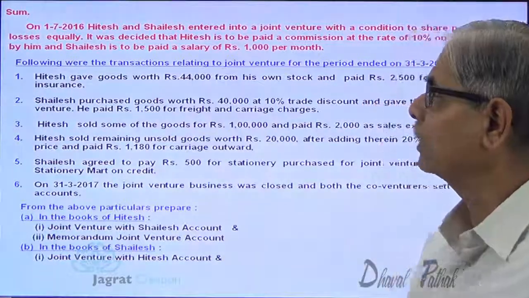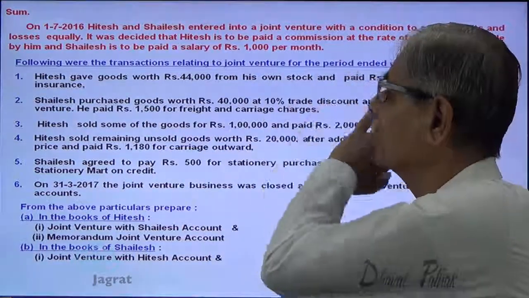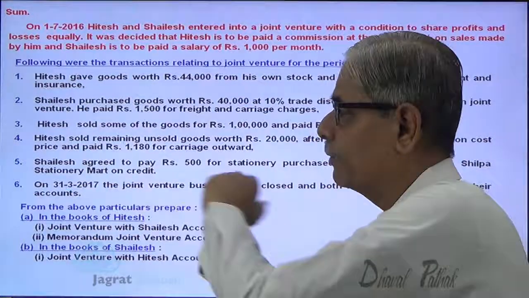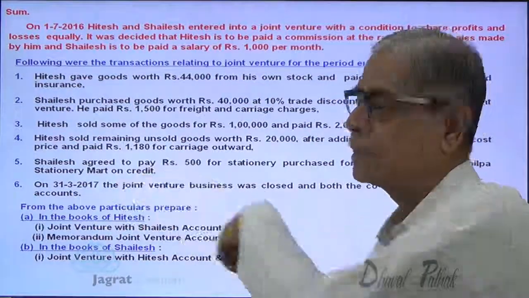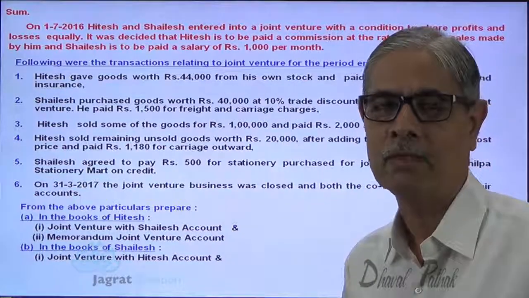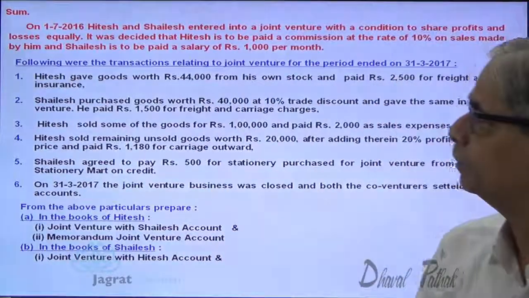On 1st of July 2016, Hitesh and Shailesh entered into a joint venture with a condition to share the profits and losses equally. It was decided that Shailesh is to be paid a commission at the rate of 10% on sales made by him, and Shailesh is to be paid a salary of 1,000 per month. Joint venture started on 1st of July and concluded on 31st of March. So the number of months for the joint venture period is 9 months. Salary is to be paid at the rate of 1,000 per month. So 9,000 salary to which Shailesh is entitled.